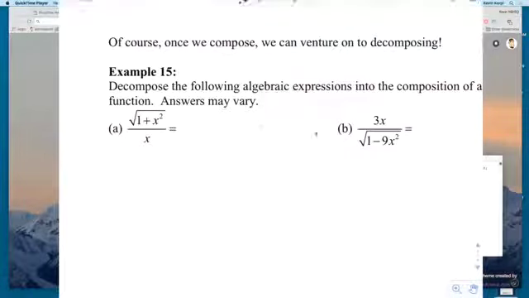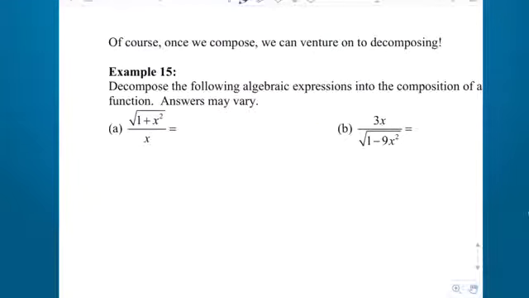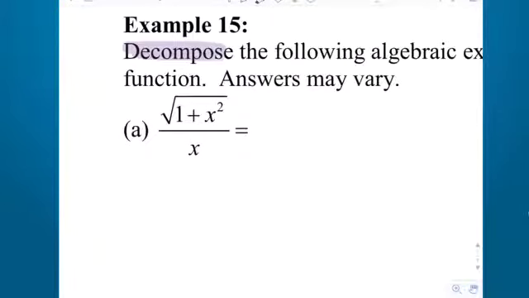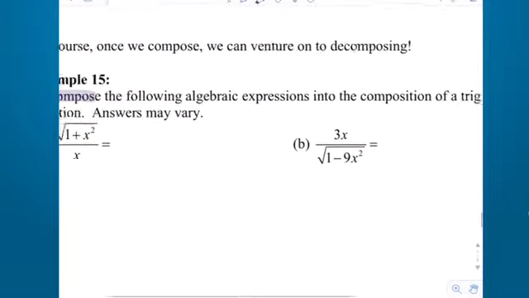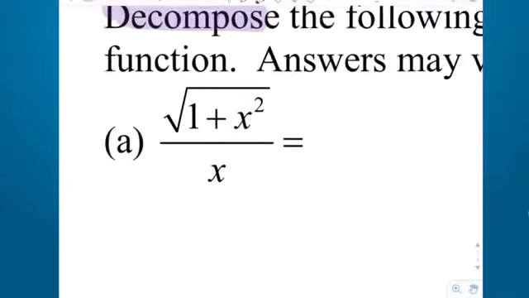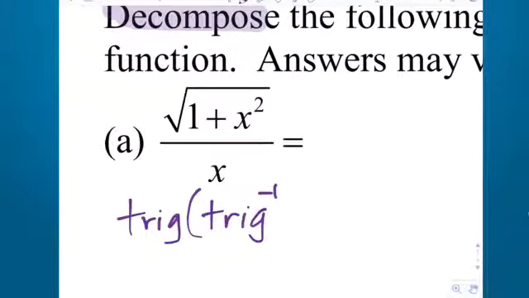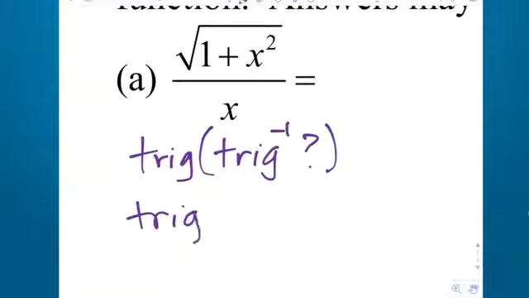All right, we're going. So the last example in the notes is example 15, and this is the last question, I guess, on the worksheet. We're going to decompose now the following algebraic expressions into a composition of a trig function with an inverse trig function. So we're starting with an algebraic expression, and just like in the warm-up, we want to decompose it into a trig of an inverse trig of something.